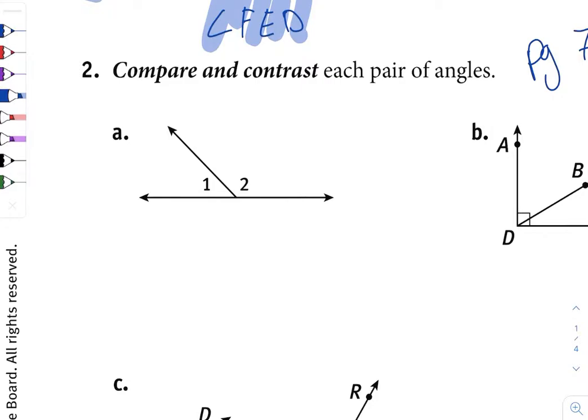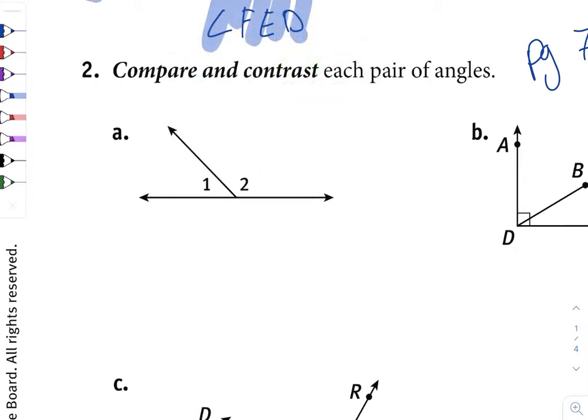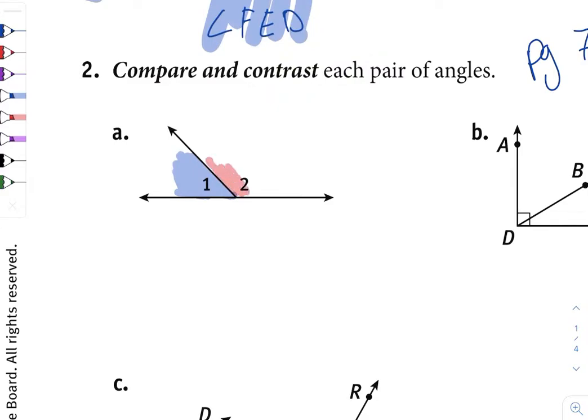When we look at this, we kind of think of two angles. I see angle 1 and angle 2. And that is true that there are those two angles. Right here we have angle 1, right, this blue angle here. And here we have angle 2.